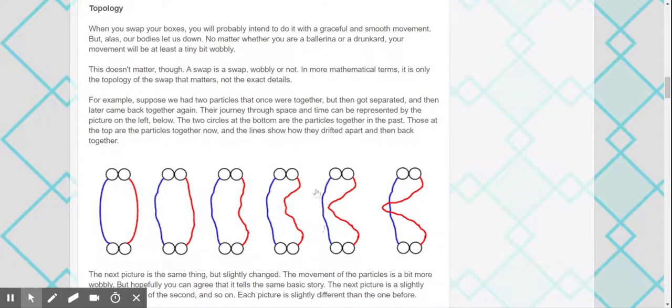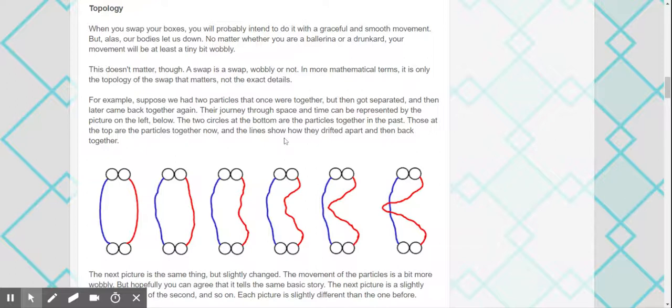When you swap your boxes, you will probably intend to do it with a perfectly smooth movement. But alas, our movement will be at least a tiny bit wobbly. This doesn't matter though. A swap is a swap, wobbly or not. In more mathematical terms, it is only the topology of the swap that matters, not the exact details.